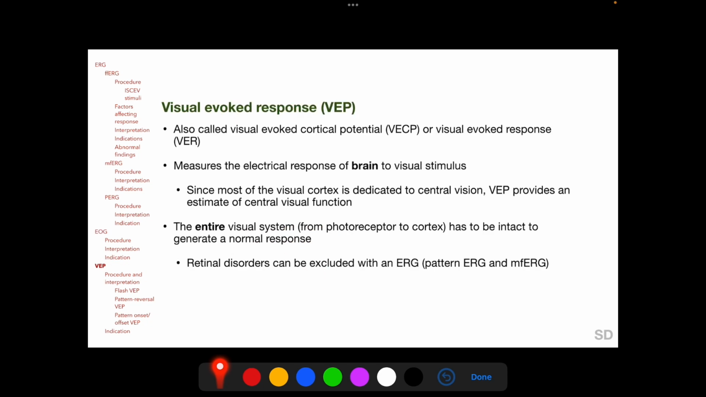Visual evoked response, or VEP, is also known as visual evoked cortical potential, or VECP, or visual evoked response, or VER. VEP measures the electrical response of the brain to visual stimulus, and since most of the visual cortex is dedicated to central vision, VEP provides an estimate of central visual function. The entire visual system from photoreceptors to cortex has to be intact to generate a normal response on visual evoked potential testing. So retinal disorders need to be excluded with an ERG in a patient with abnormal VEP response.